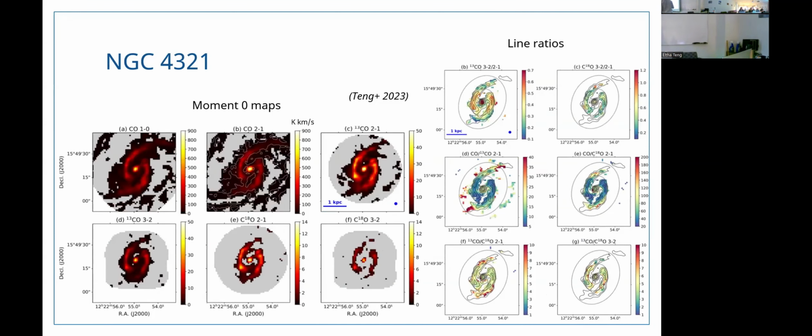And the last galaxy we observe is NGC 4321. This one is more face on. And again, you can see distinct line ratio variations that separate different substructures in the galaxy, like the nucleus, the inner and the outer arms, which all have different line ratios. So this clear line ratio variation across all 3 galaxy centers suggests that the molecular gas physical conditions also vary a lot across these regions.